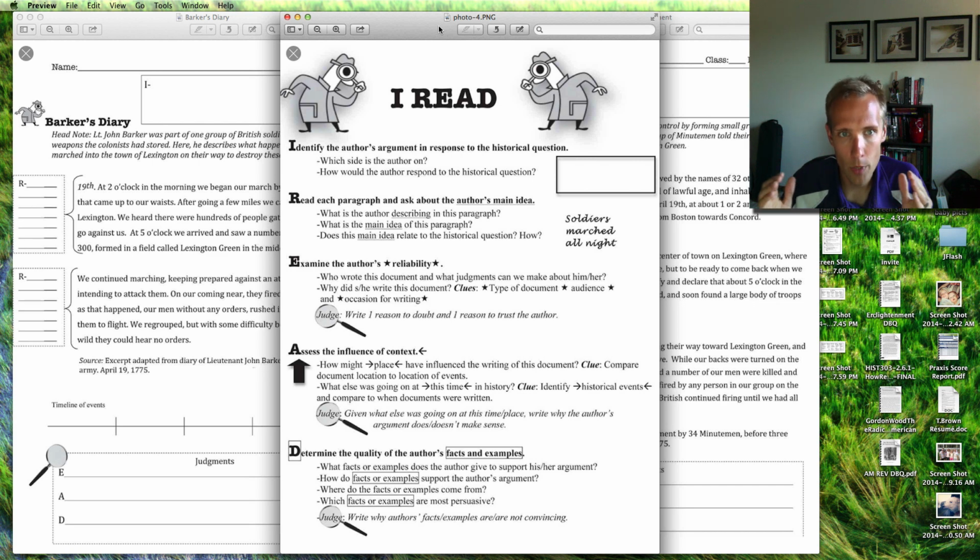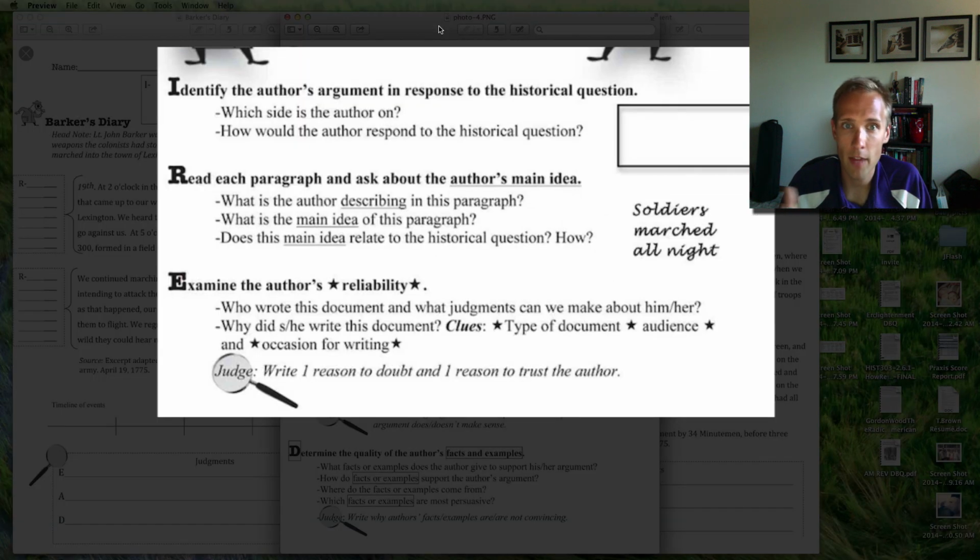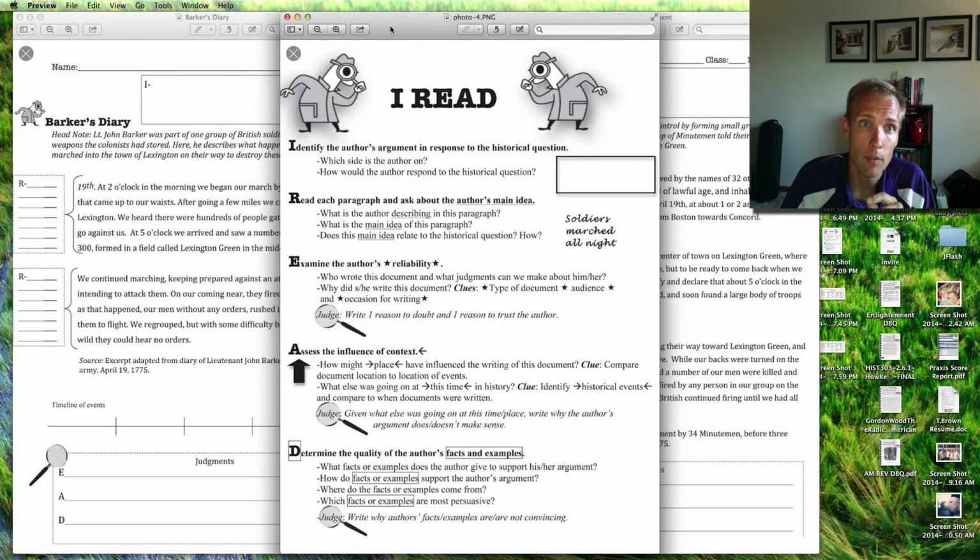So again, we are just with this investigation going to focus on the first three, the I, R, and E of I-read: identifying the author's argument in response to the historical question, reading each paragraph and asking about the author's main idea, and then examining the author's reliability. And we're going to look at the I and the R today. I'm going to model that again, starting with the diary of Lieutenant Barker.